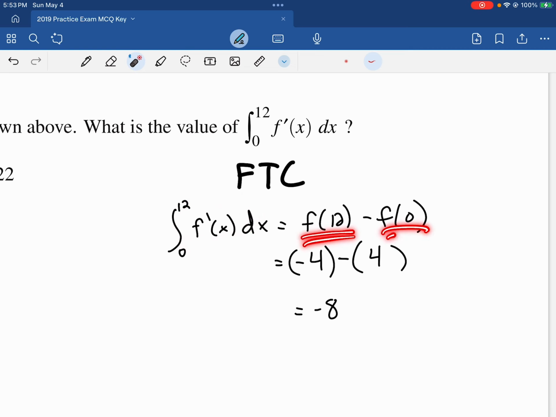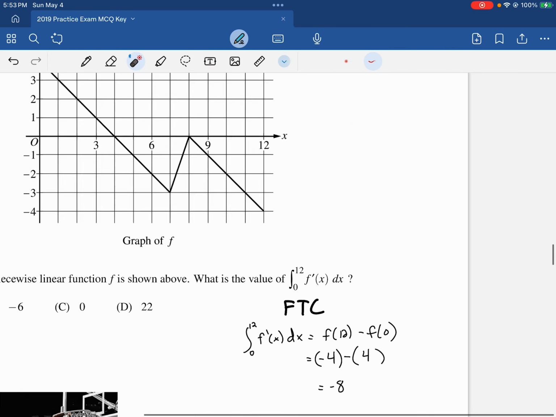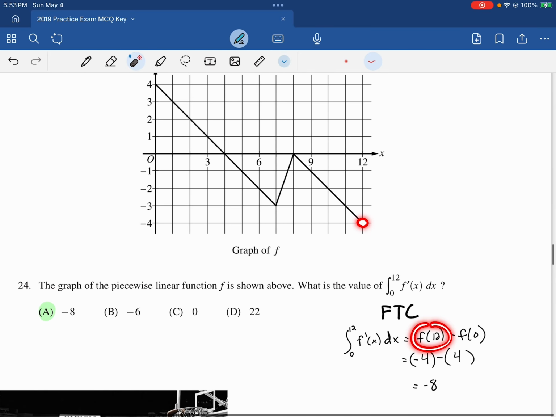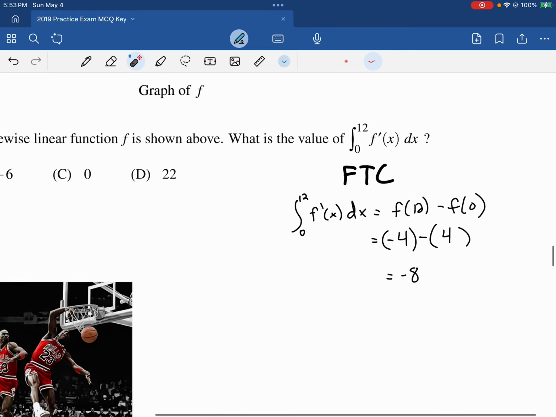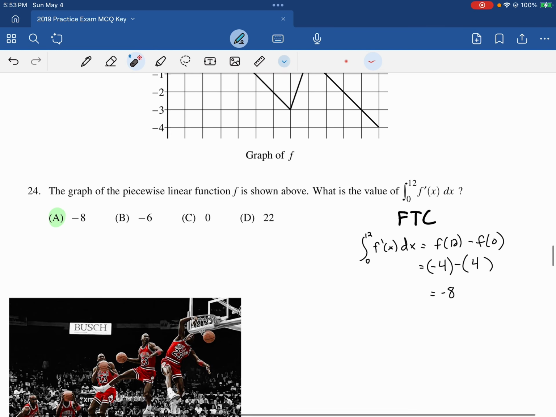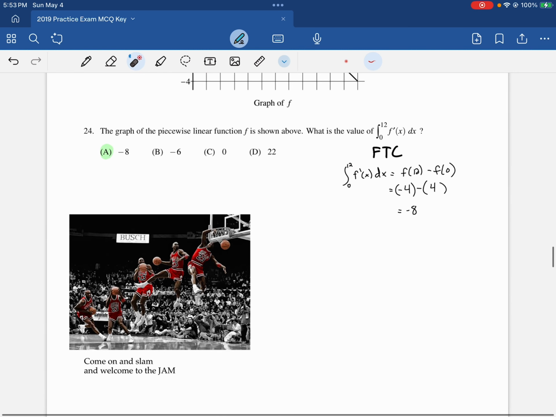Evaluated at my upper bound minus my lower. And from the graph, you can find these very easily. F of 12 is negative 4. F of 0 is 4. Subtract the 2 and get negative 8. This one looks kind of difficult to set up, but being a fundamental theorem of calculus problem, being this simple, this one is upgraded from a layup to a slam dunk.